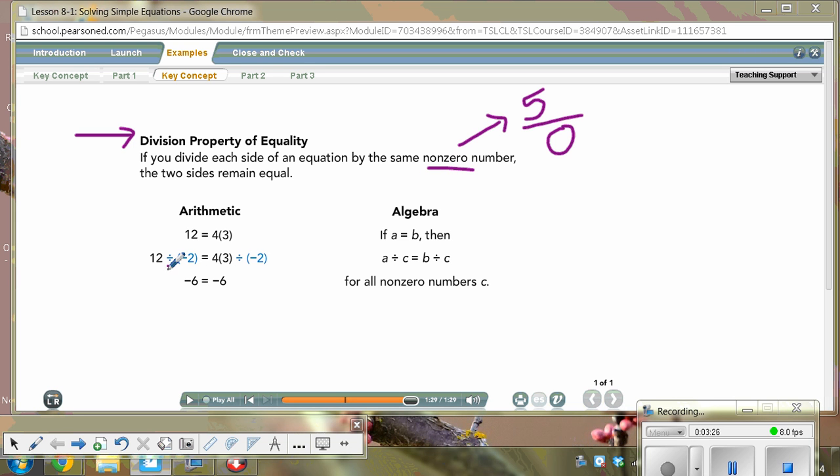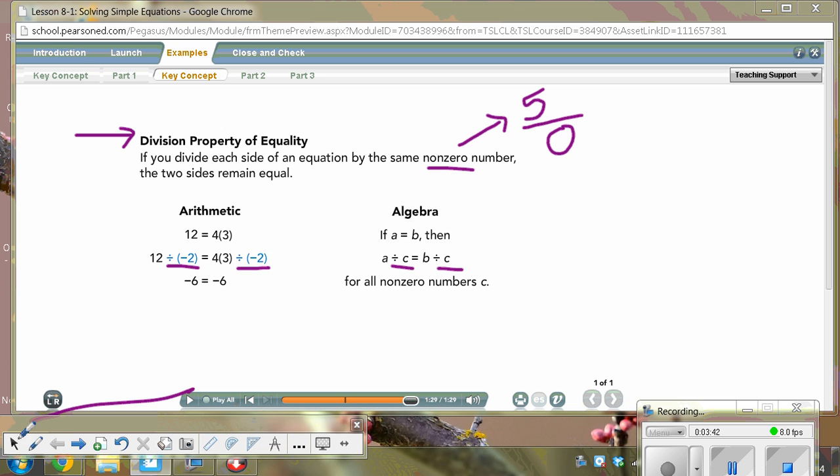Okay, so over here you see they divided by a -2, and what they did to one side, they did to the other, so they were equal. Over here, dividing by a C, dividing by a C, they were just equal. Whatever you do on one side, you must do to the other, just to be equal.